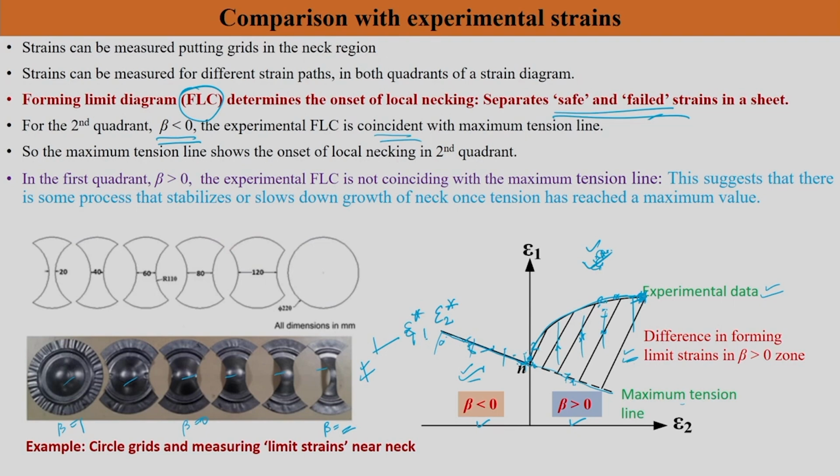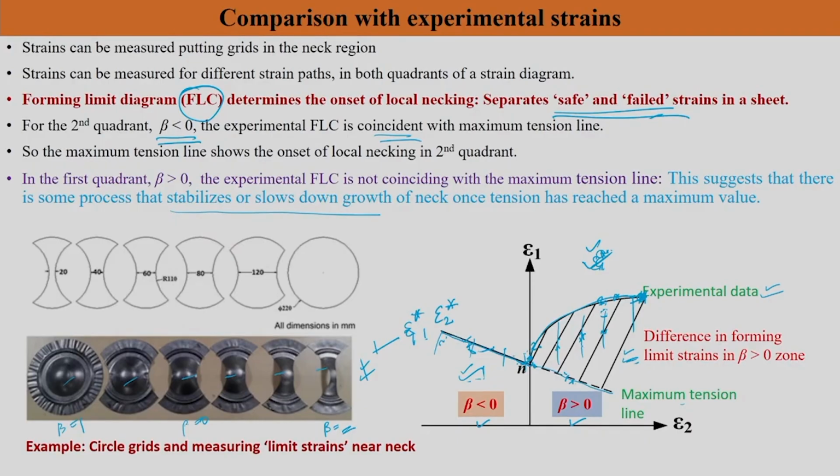If you take beta greater than 1, or beta equal to 1 for example, there is something that stabilizes or slows down the growth of the neck once tension reaches a maximum value. That stabilization delays whether your forming limit is reached or not, and there could be some more useful deformation, a safe region, that can be attained by the material. That is why you have some difference between your maximum tension line and experimental data, and the pattern is also different. The maximum tension line keeps on decreasing, but on the right hand side there is some increment in your forming limit strain.